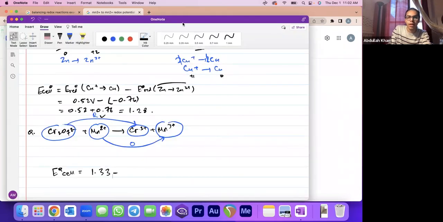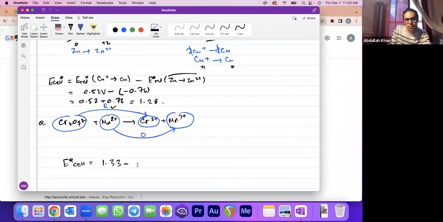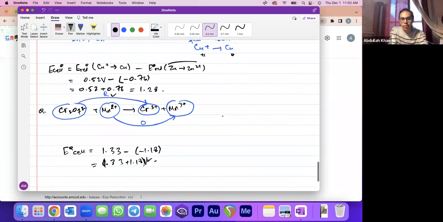Some of these tables don't have all the reactions. That's fine. So negative 1.18. Cool, so that's 1.33 plus 1.18. And there you go. That's your answer in volts. Any questions so far?